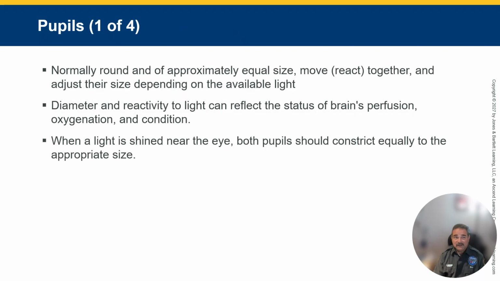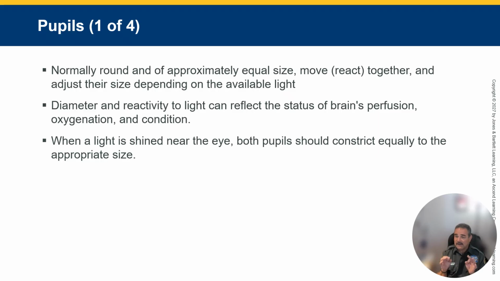Pupils, what do they mean? Normally they are round and approximately equal in size, move together, react together, and adjust their size depending on the availability of light. About the size of a pencil eraser, okay, about 2 to 4 millimeters. 4 is about the standard. The dynamic reactivity to light can reflect the brain's perfusion, how well it works. When a light shines near the eye, both pupils should constrict equally to the appropriate size.